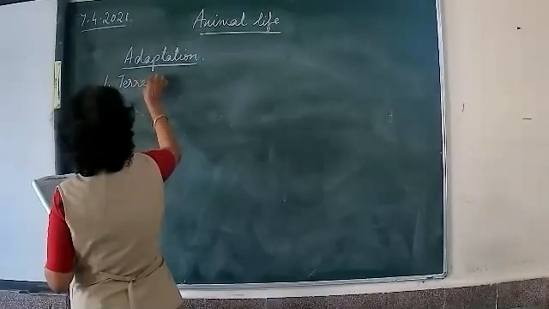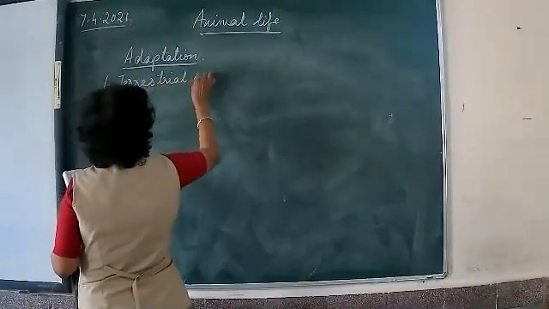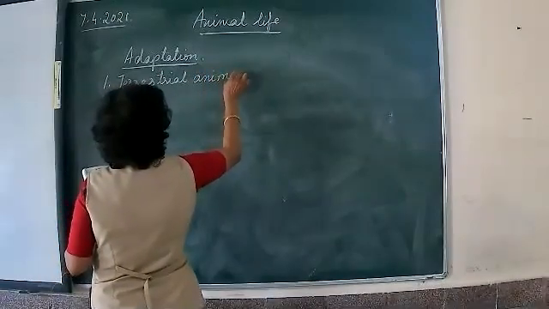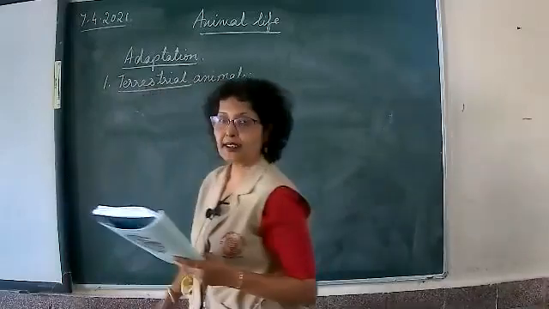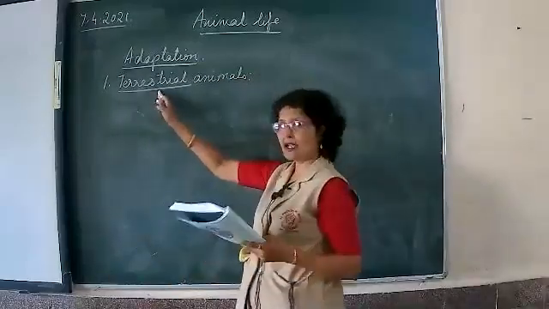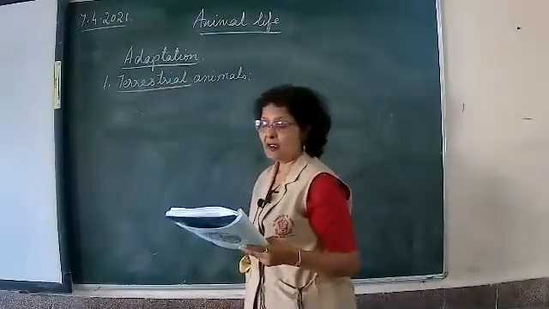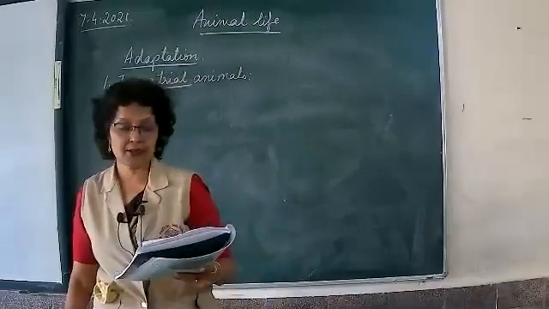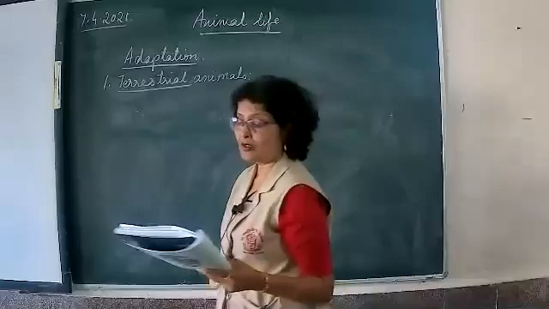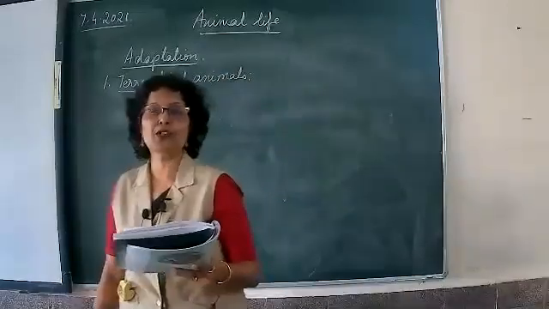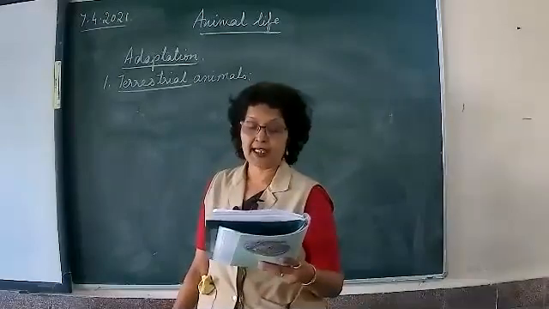First is terrestrial animals. Just now we did terrestrial plants. Here, terrestrial animal is the same; it pertains to land. Terrestrial means land. Is that clear? So animals which live on land are called terrestrial animals. Common examples are cow, horse, giraffe. They have legs to move. Since they are on land, they have legs to move and lungs to breathe air.